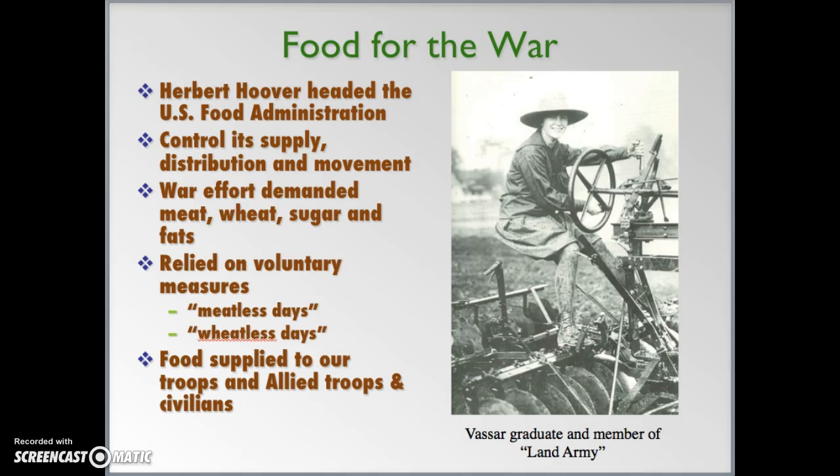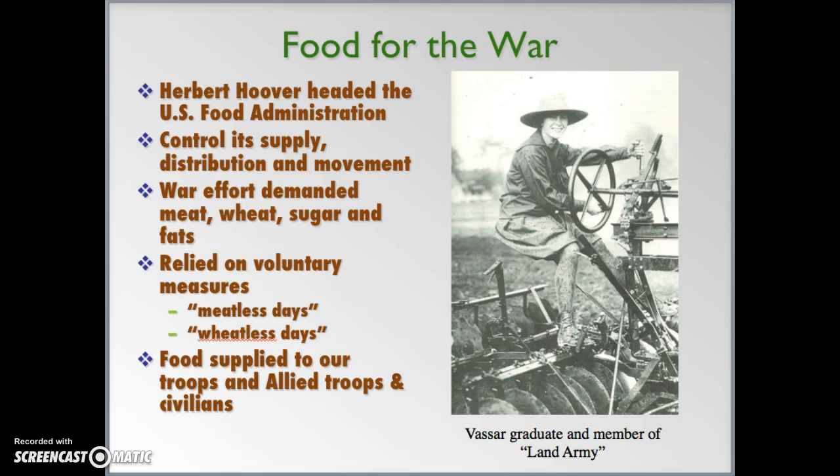As I said earlier, Herbert Hoover headed the U.S. Food Administration, and during World War I, it's all voluntary reductions to help support the troops. In World War II, it's going to be different, so pay attention to that, because in this fast-moving class, we'll be in World War II before you know it.